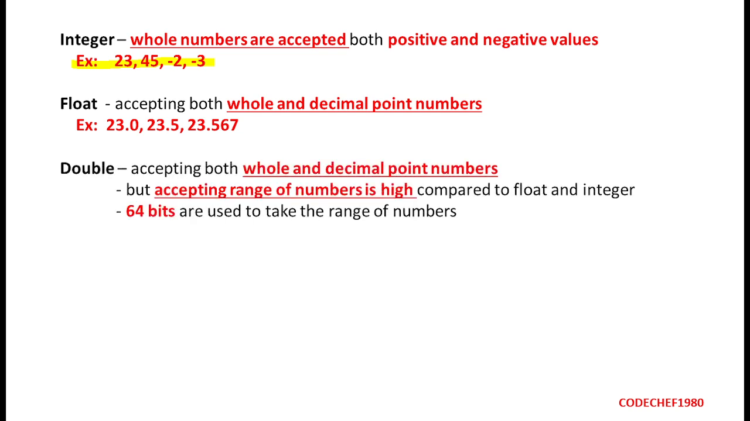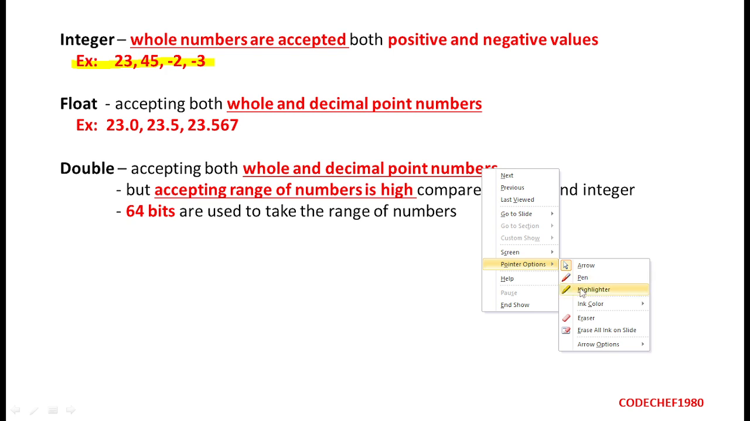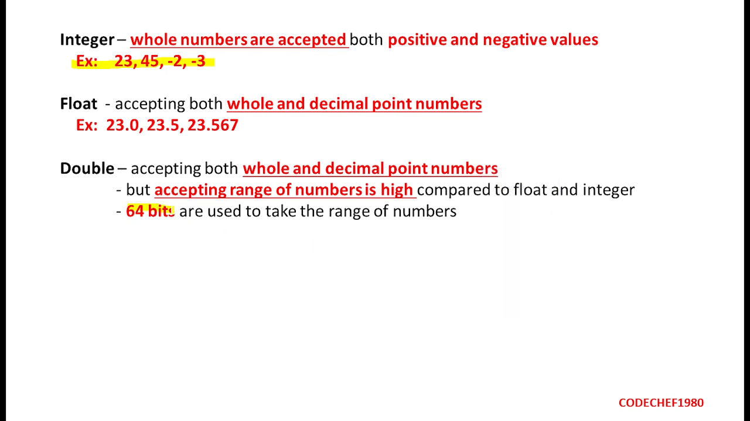The next one is the double. Here you have to understand a very important point: the double also accepts numeric values, but its range is very high. The double data type has 8 bytes of memory space. 8 into 8 bits, how many bits? 64 bits. So 64 bits of memory will be used to represent the number.